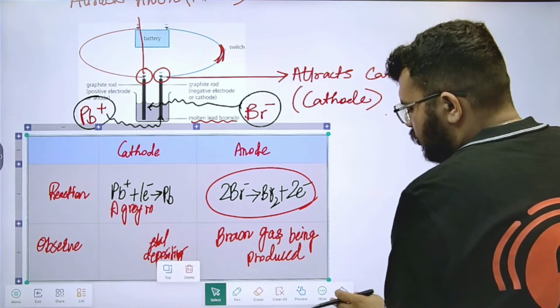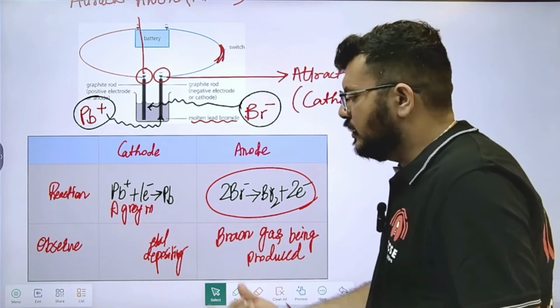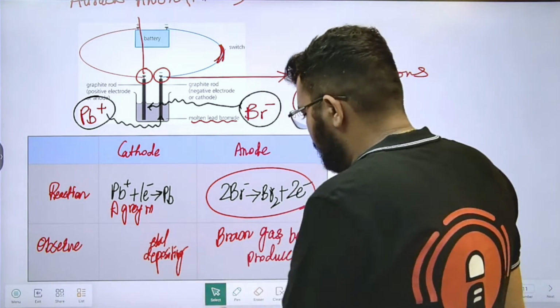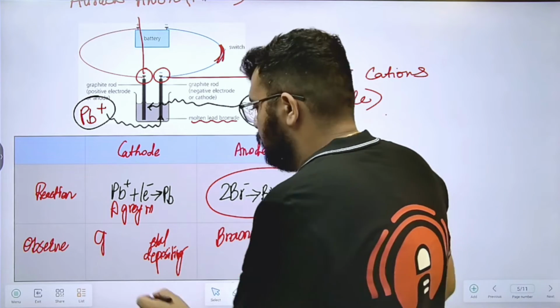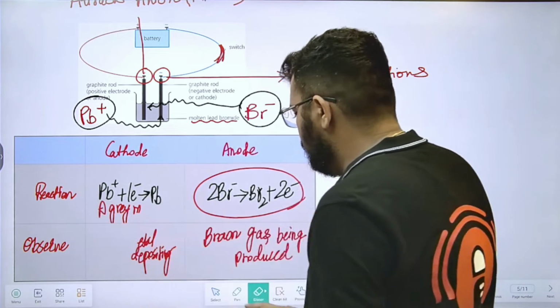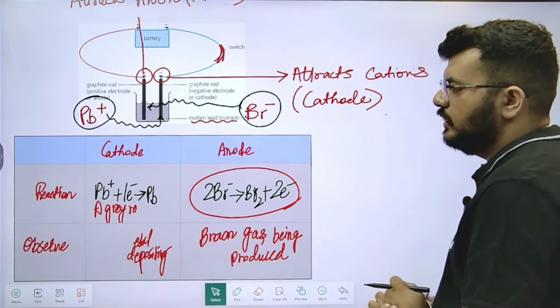Okay, I think this should be completely visible. You can pause the video here, make your notes, right? But these are the observations. Gray metal, I don't know where it went. So, acha, it's here, a gray metal depositing. Okay, so that is the reaction here.